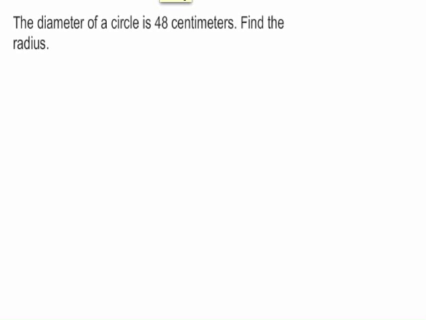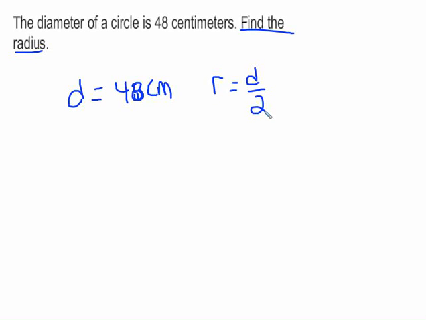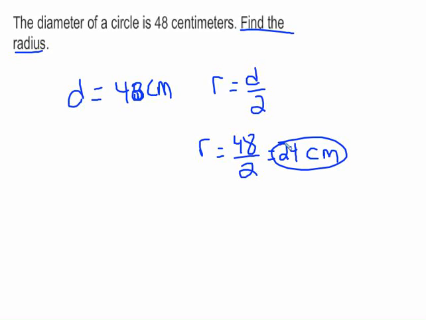All right, let's start with an easier example. The diameter of a circle is 48 centimeters. Find the radius. So I just want to know what the radius is. So I know that if diameter is equal to 48 centimeters, radius equals half of diameter. So that means that my radius is going to equal 48 divided by 2, or in this case, 24 centimeters. Okay, so let's try another example.